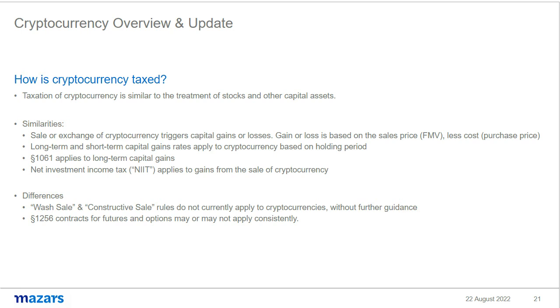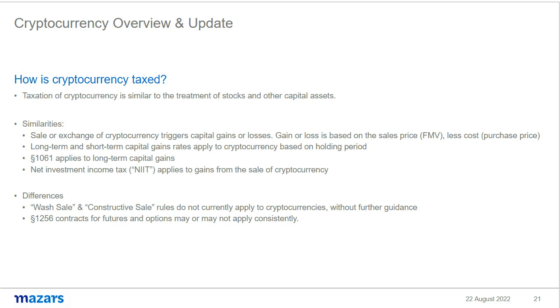So for some areas where cryptocurrency differs from what we're normally used to with capital assets, an area where regulations haven't quite caught up yet is wash sales and constructive sales. As of right now, these provisions don't apply to cryptocurrency, which actually opens up significant tax planning opportunities, especially when the crypto market is trending downwards like it is now. But these are loopholes that Congress has been keen on addressing in the near future, so if we are planning to take advantage of these opportunities, it's something that needs to be done now because they are looking to close these sooner rather than later.